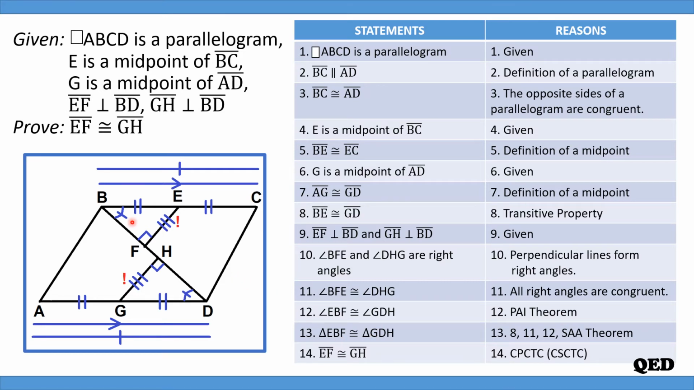Statement 13, these two triangles now, triangle EBF and triangle GDH, are congruent, or shall we say triangle EBF is congruent to triangle GDH by the SAA theorem considering statements 8, 11, and 12. Finally, our conclusion is obtained. Line segment EF is congruent to line segment GH by CPCTC, or particularly CSCTC. Now we have proved our geometrical statement, QED.